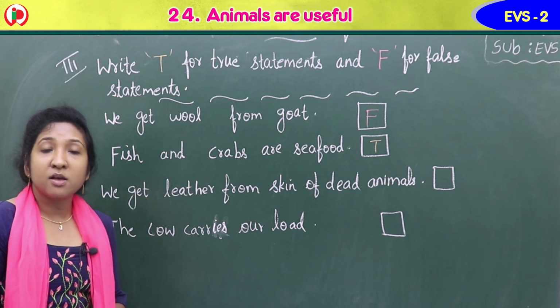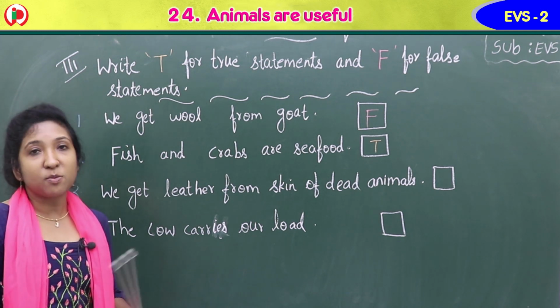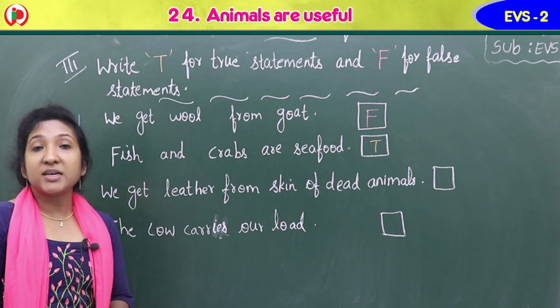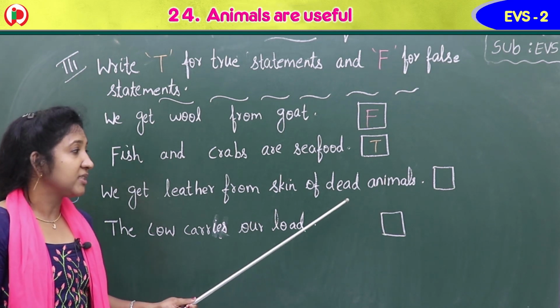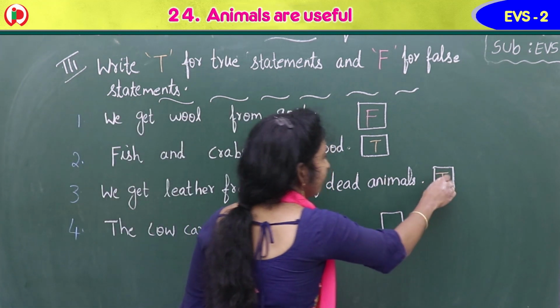Is it true? Yes, we get leather from the skin of dead animals. And we use this for making belt, shoes, purses, jackets and all. So the statement is true. So you can write T here.